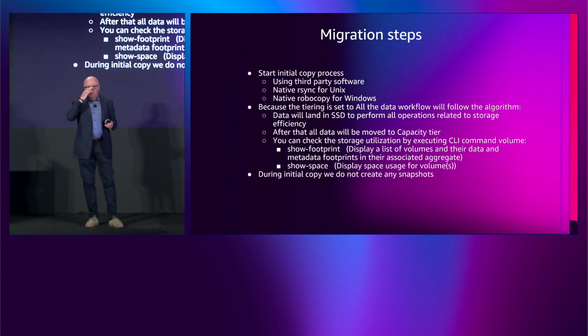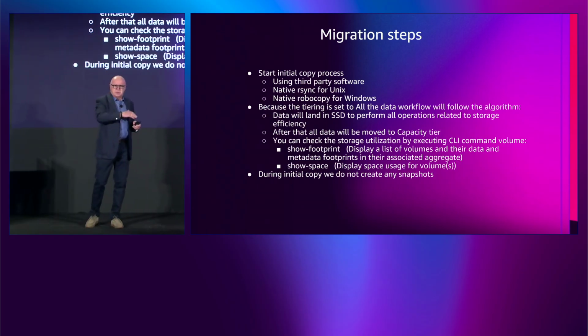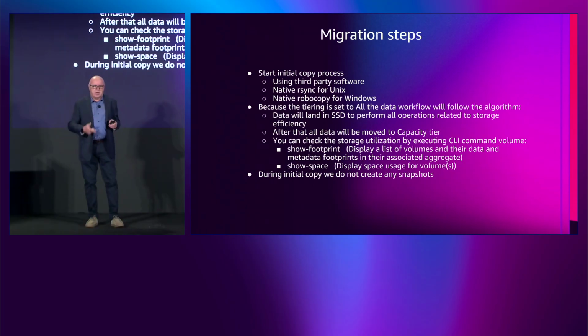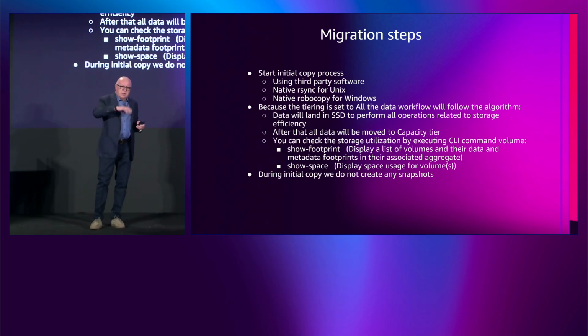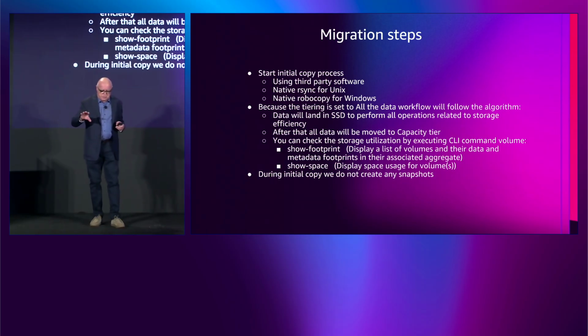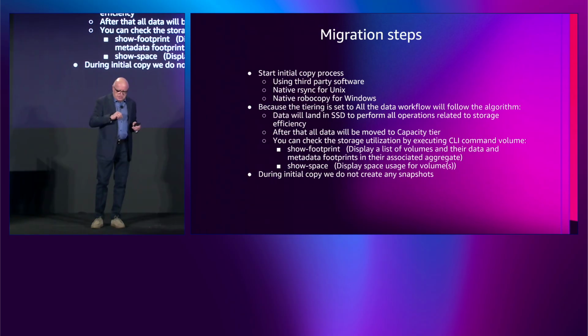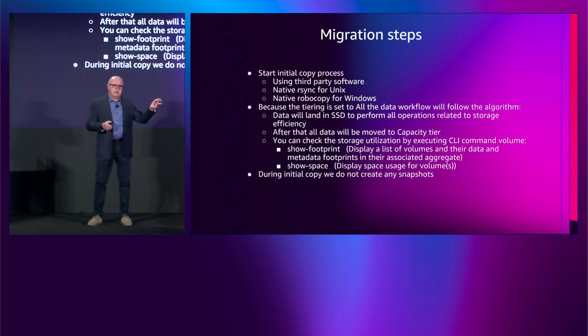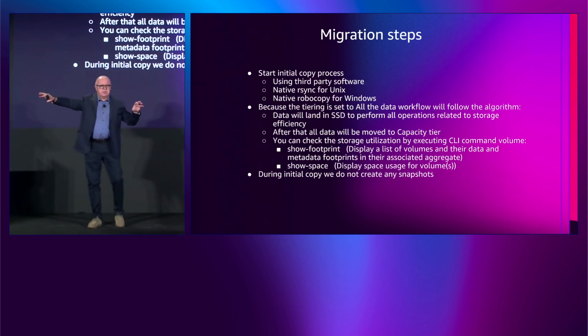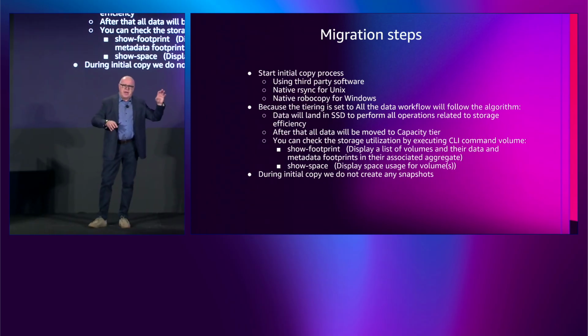The initial sync, at this point, we can use any software which we want to. We can use rsync, we can use the third-party software, and we can also use RoboCopy for Windows, and we have to finish the initial copy. Then when we finish the initial copy, what we have to do is enable the auto-tiering. Why do we have to enable the auto-tiering? We have all data in S3. Right now we want to put all the hot data, the delta, to SSD.